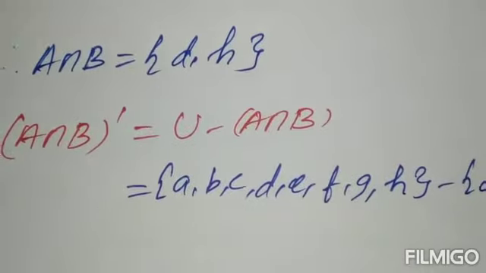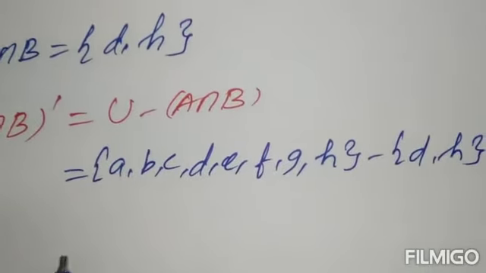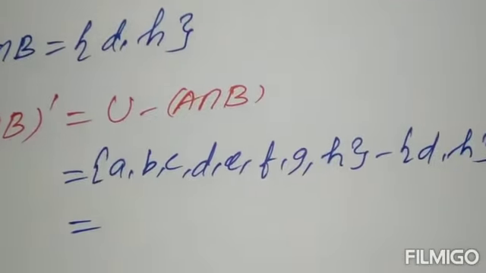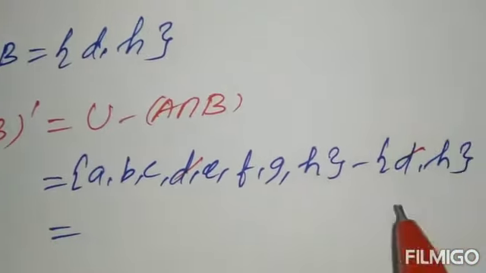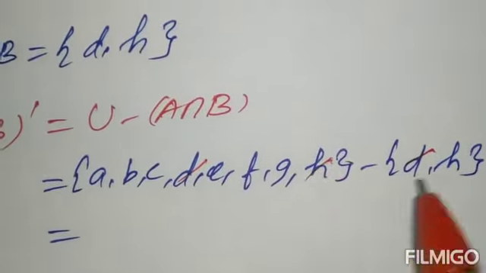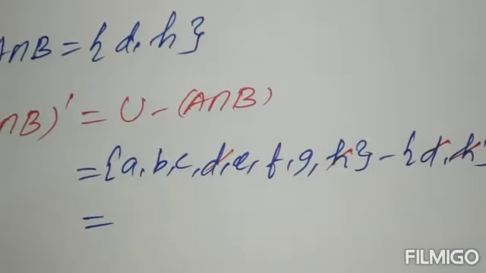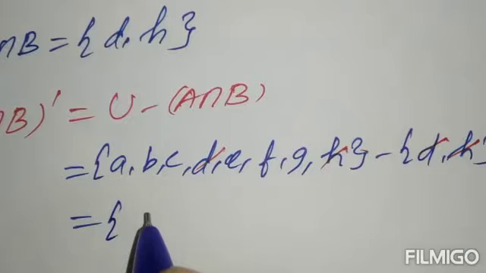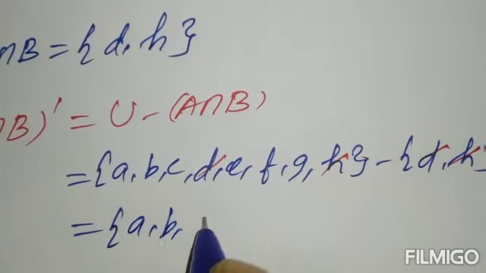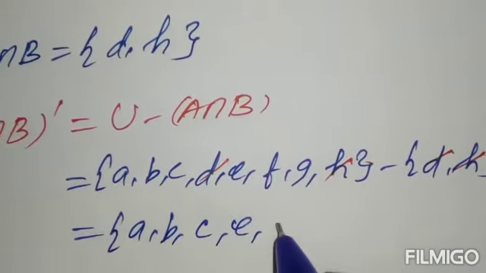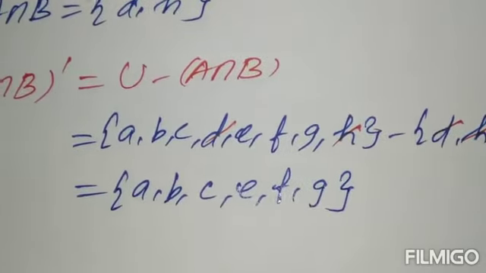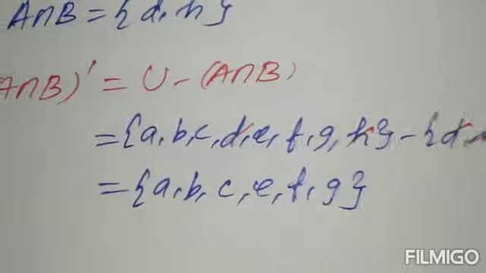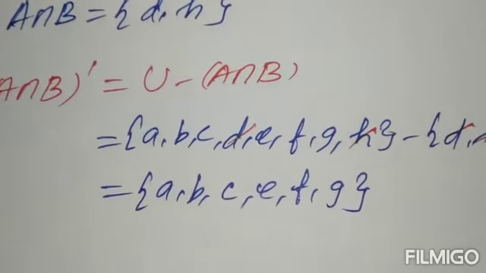Now we have to find the difference. So we have to strike out the common elements D, then H. So what are the remaining elements? The remaining elements are A, B, C, E, F, G. So these are the elements of A intersection B the whole complement.